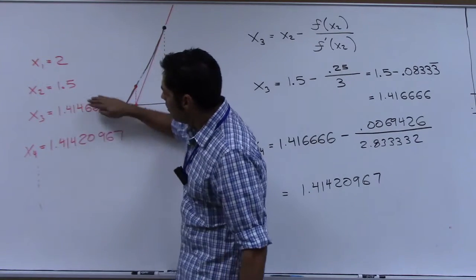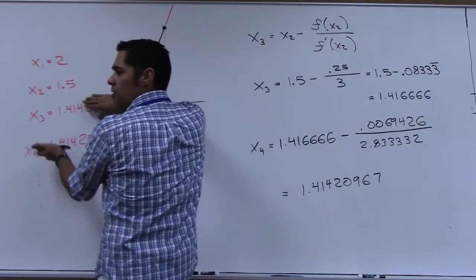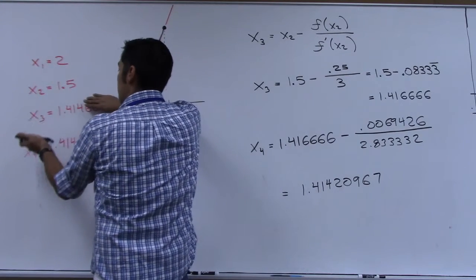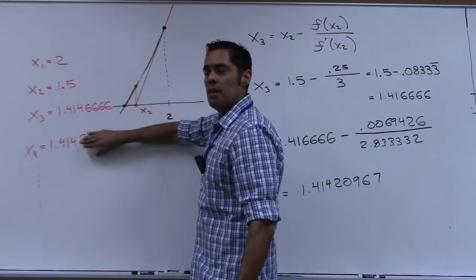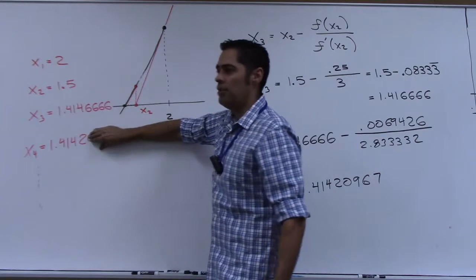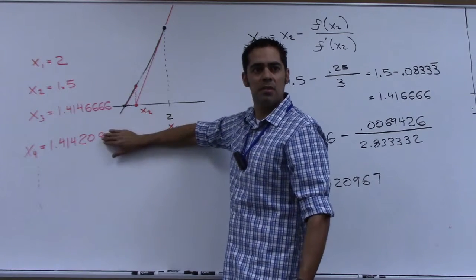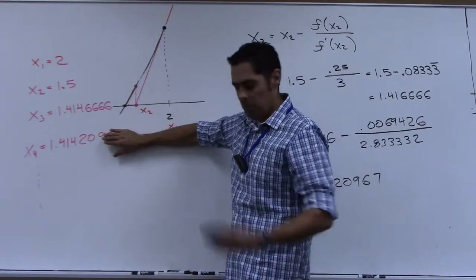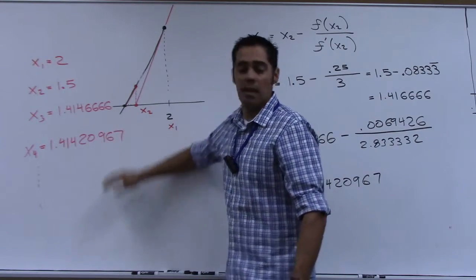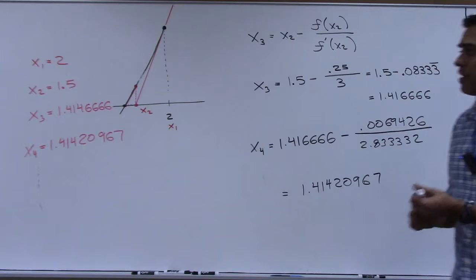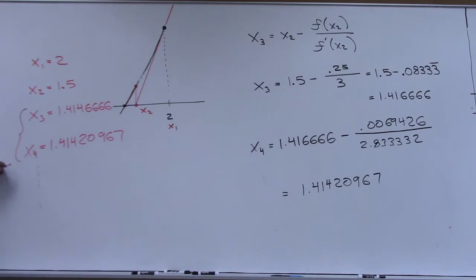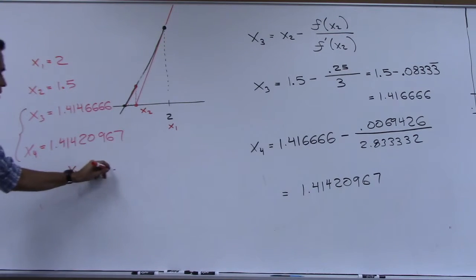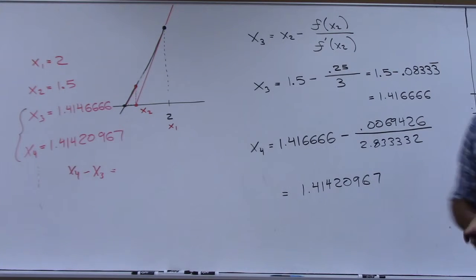See, if I look from x sub 3 to x sub 4, notice 1.414 didn't change. If I go again, I bet you the 2 is not going to change. And the next time out, there's going to be a 1. And so what happens is, when does your calculator stop? It takes the difference of these two. It subtracts. Let's do it right now: x sub 4 minus x sub 3. What do we get? Subtract those two.